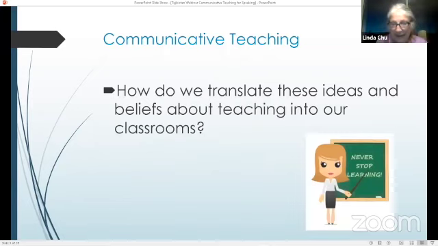So with these ideas, how do we translate them into our classrooms? Right? It's great to have this idea of saying, oh, students learn this way. Students learn better when they have a comfortable environment. How do you translate that into your classroom and into strategies that you're going to use?